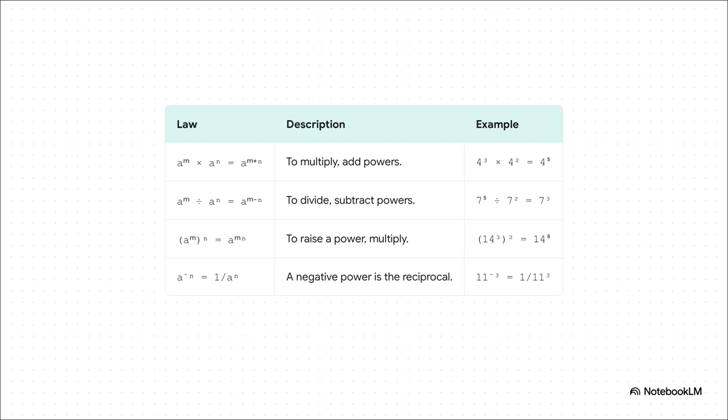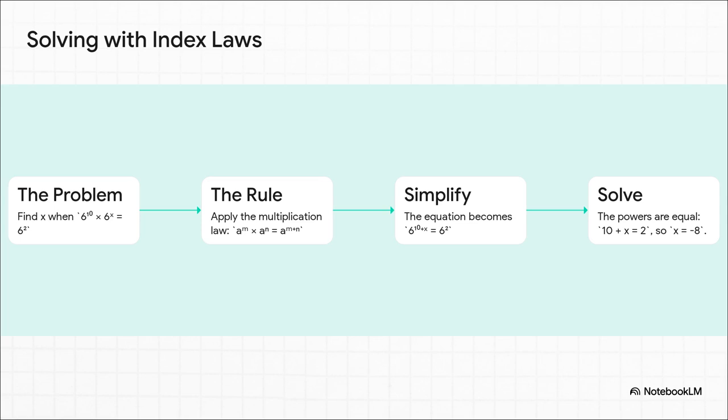If you're multiplying, you add the powers. Dividing, you subtract them. And if you raise a power to another power, you just multiply them. But, and this is the crucial part, remember, these rules only work if the base numbers are the same. Let's see it in action, because this is where the magic happens. We just apply that multiplication rule from our cheat sheet, and because the base number is the same on both sides, it's a 6, we can pretty much just ignore it. The problem just becomes 10 plus x equals 2. A really scary-looking equation suddenly turns into simple algebra. That's the real power of these rules.